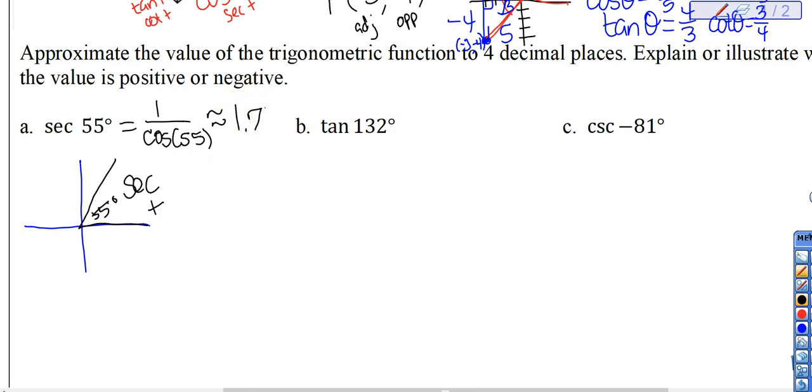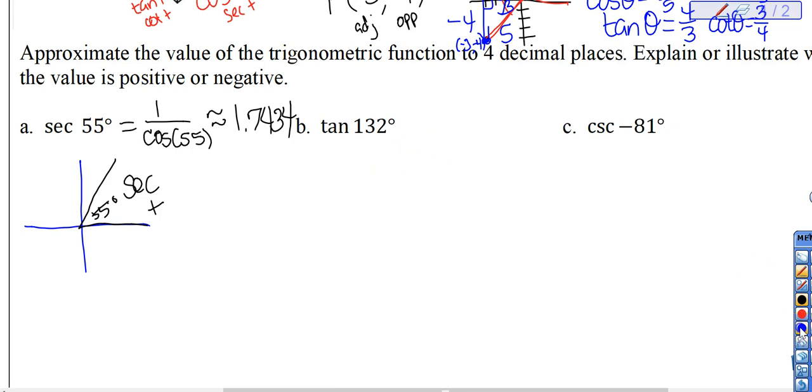1.7, 4 decimal places it says. 1.7434. All right, beautiful. And it's positive, right? All right, makes sense. Let's look at the next one.